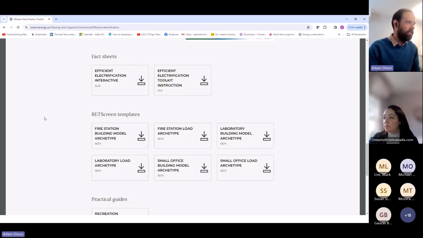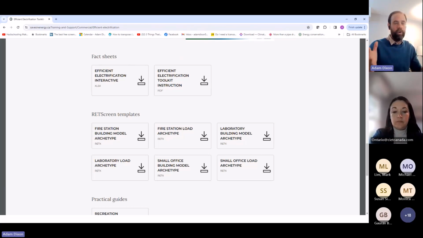So long story short, there are 2 sections available to you in RedScreen. There's an energy modeling section, or a feasibility side of RedScreen, where I can build up my entire building if I don't know certain pieces of information about it, or I don't know how to get that from my energy bills.